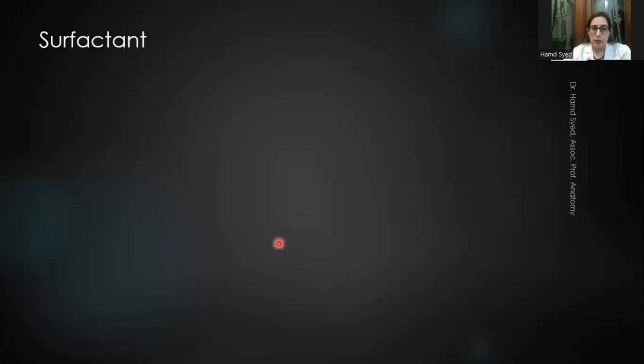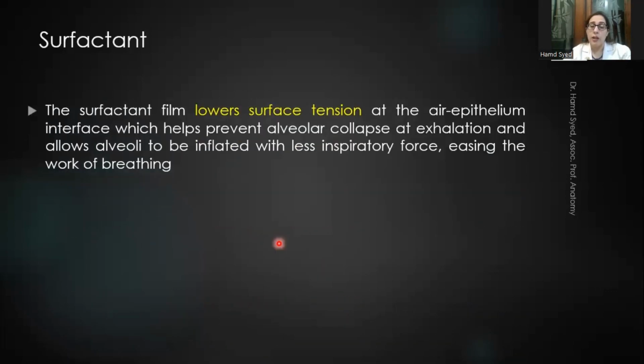Let's look at this surfactant. What we want to remember about this substance is that it lowers surface tension at the air epithelium interface, and this helps prevent the collapse of the alveoli during expiration. And it also allows the alveoli to be inflated with less inspiratory force, easing the work of breathing.